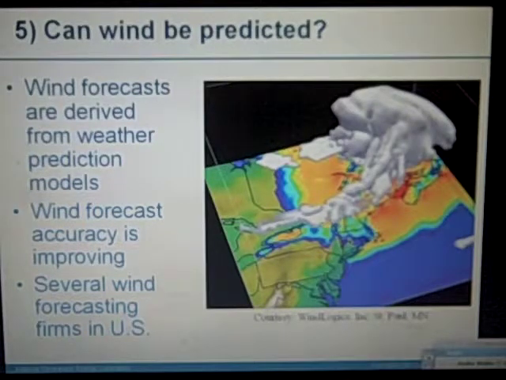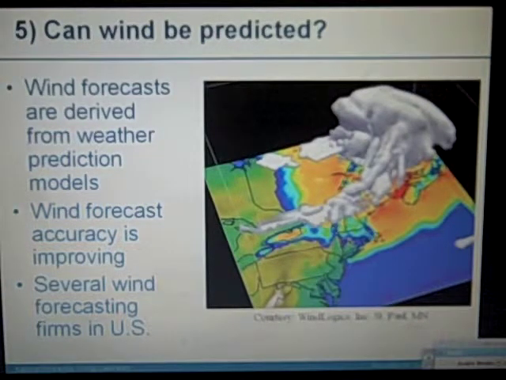There are a number of firms in the United States that do wind forecasting. This particular graphic was provided by WindLogix. AWS TrueWind up in the Northeast is also a good firm doing forecasting. 3Tier out on the West Coast also does wind forecasting. We can go on to the next slide.